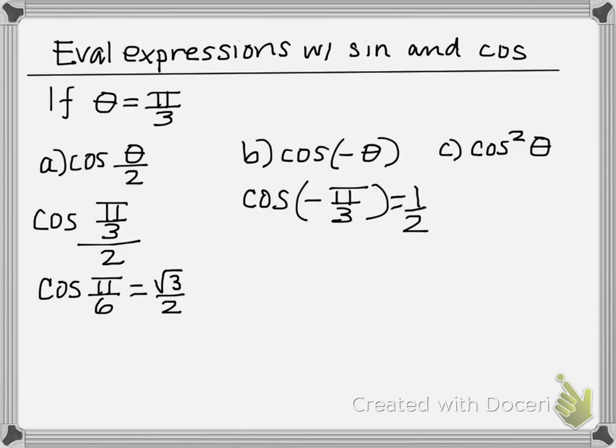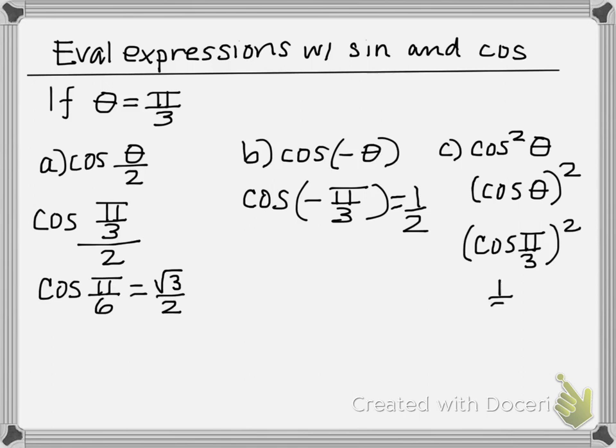And then finally, this cosine squared. Now, cosine squared theta is the same thing as doing cosine of theta squared. These are synonymous. So doing our substitution, cosine pi over 3 squared. From our unit circle, we already had that cosine of pi over 3 is 1/2. So cosine of pi over 3 is 1/2 squared, and that's equal to 1/4.